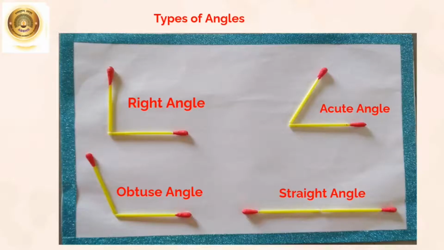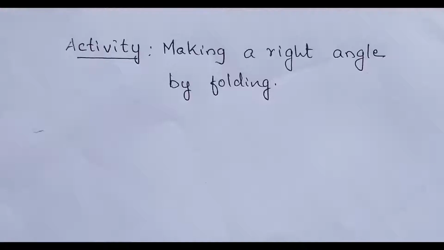You can do an activity to show the types of angles as shown in the picture, to show right angle, acute angle, obtuse angle and straight angle. Here I have used earbuds to show the different types of angles. You can use matchsticks also, but you have to be very careful while using matchsticks. Now let's try the activity given on page number 39 of your textbook.